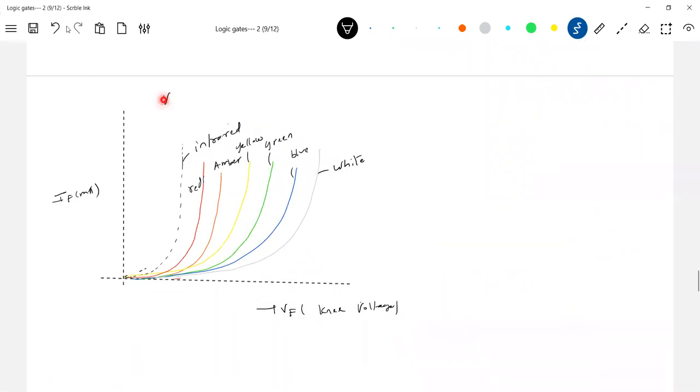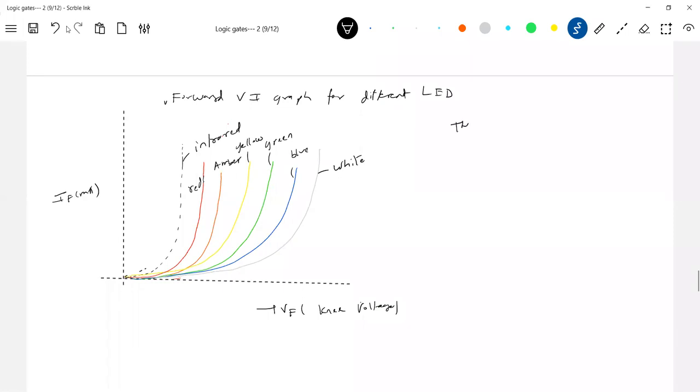VI characteristic, forward bias, VI graph. The same LED cannot exhibit all of these. I think by this time you should try to understand, it's not about one LED. Different LEDs, I'm just putting in one single graph to compare. So the forward voltage, the knee voltage to forward bias an LED, will be different for different colored LEDs. That's what I mean to say.